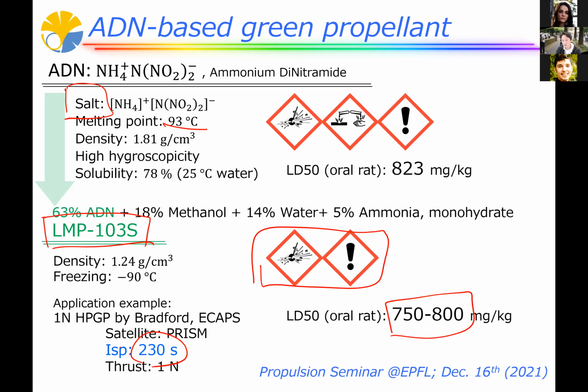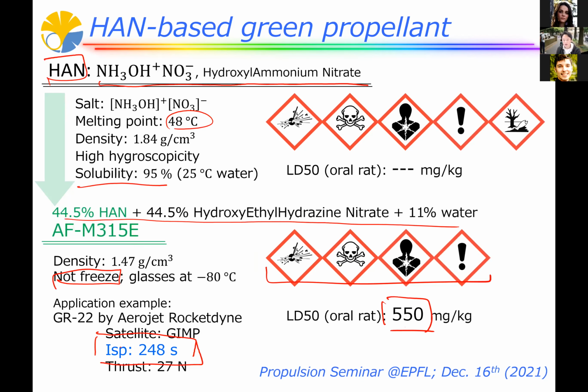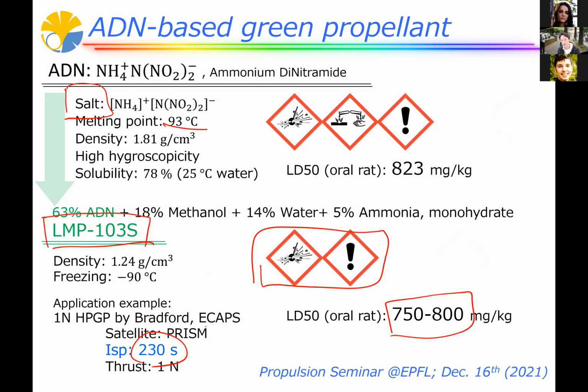These two propellants have already been used in space. In the case of the HAN-based propellant, a satellite named GIMP demonstrated its usage in space, and in the case of the ADN-based propellant, the PRISM satellite used it. So gradually these green propellants are becoming the mainstream of monopropellants, but still hydrazine is the mainstream.